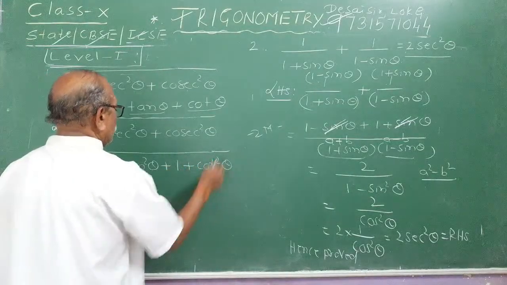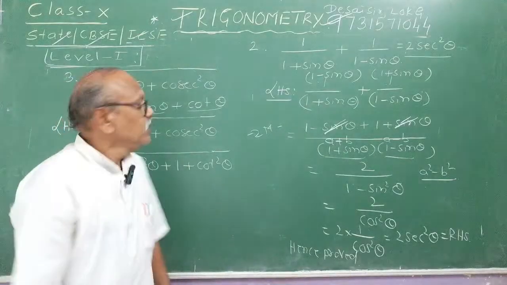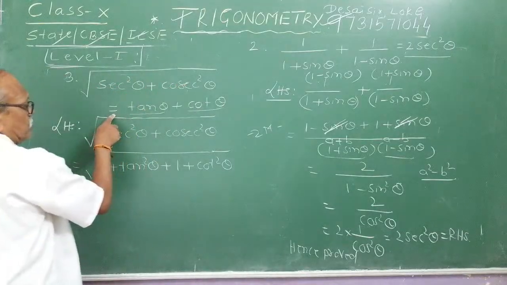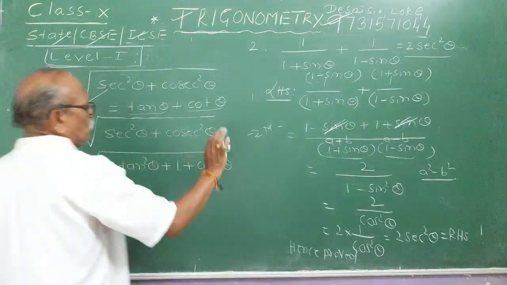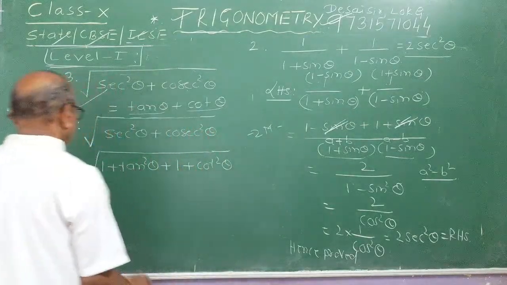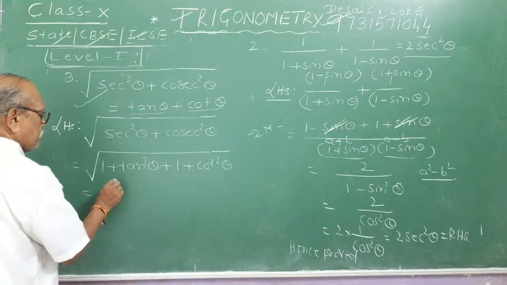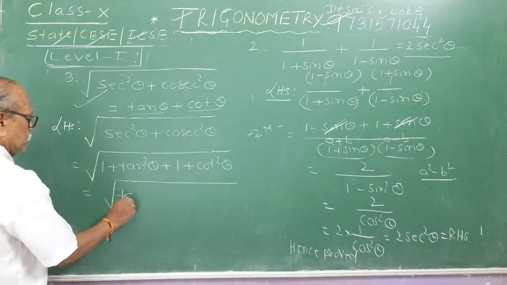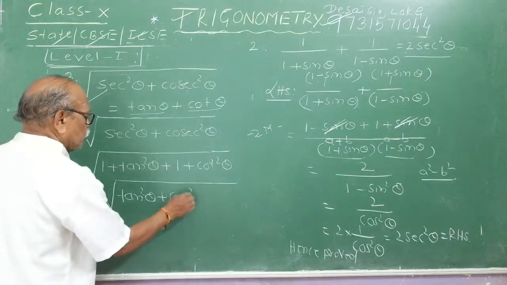Don't look at the board. Show thumbs up those who finished it. Third problem: root of sec square theta plus cosec square theta is equal to tan theta plus cot theta. Only write the problem. Don't look at the board. Those who finished it, show me thumbs up.